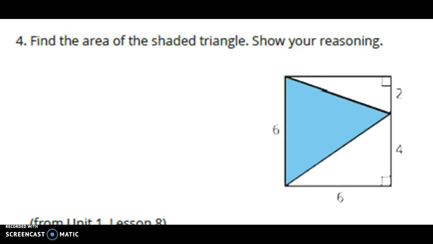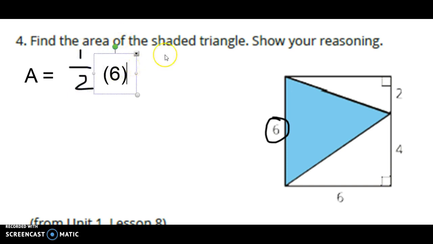Okay, question 4. Find the area of the shaded triangle. Show your reasoning. I actually want you to pause the video and try number 4 completely on your own. Look up when you're done. All we have to do for this is pick a base and find a height. I'm going to go with a base of 6. So I'm going to say over here, area equals, I know I have to have my 1/2 because it's a triangle. Base is going to be 6. So I'm going to say 1/2 times 6.